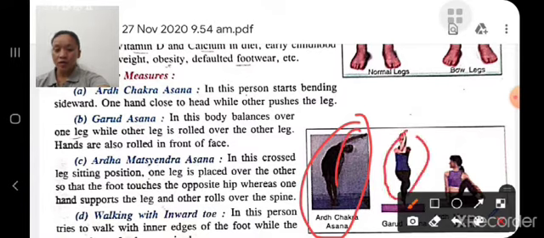In this, you balance your body on one foot and the other leg is crossed over the other leg and the hand is also crossed. One leg is rolled over the other leg and the hand is also rolled in front of your face. Next is Ardha Matsyendrasana. In this asana, you sit down with legs straight and one leg is placed over the other and you slightly turn backward.